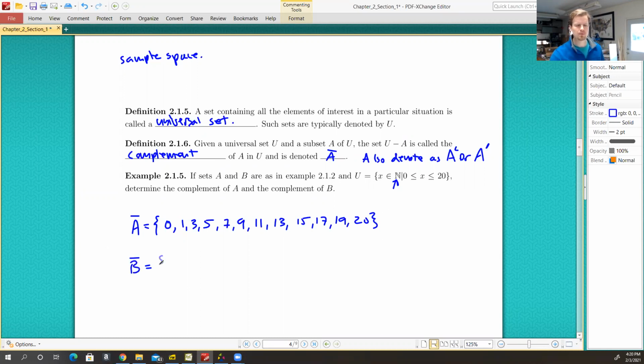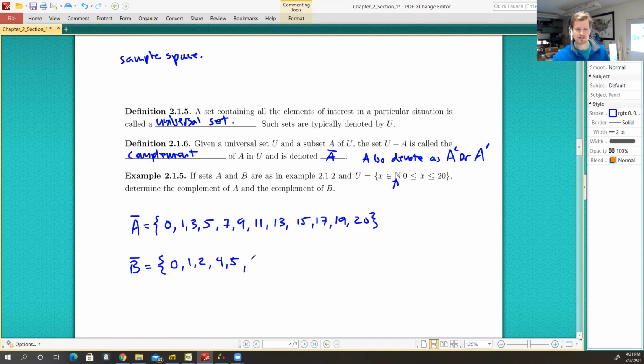What about B? Well, B again is the numbers between 0 and 20, not including 0 or 20, that are multiples of 3. So if we look at the complement, we're looking at the things that are not multiples of 3, and then including 0 and 20. 0, of course, is not a multiple of 3 anyway. But 0, 1, 2, 4, 5, right? So I removed 3 because it is in B. I removed 6 because it is in B.